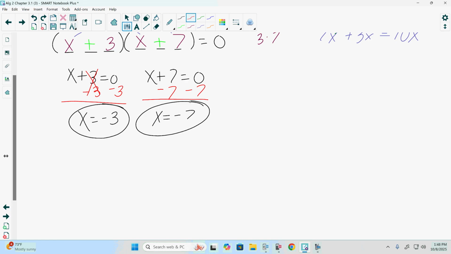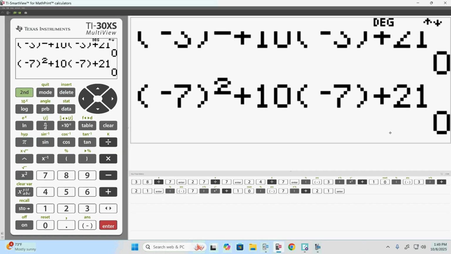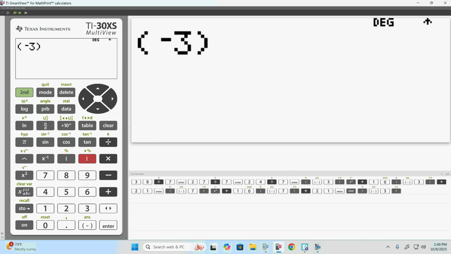Now, if we wanted to, we could check this and make sure, because there are sometimes we get answers that don't look like they're the correct answer. But we could take negative 3 and plug it back in to the original expression, our x squared plus 10x plus 21, and see, does this give me 0? If it does, it is the correct answer. If it doesn't, it's not.